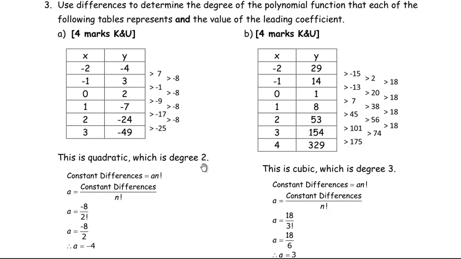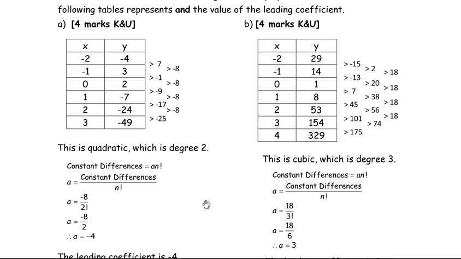The degree is 2. Now to get the leading coefficient, remember, the constant differences, which is the -8s in this case, is equal to the leading coefficient times n factorial. So in order to find what a is, I would divide out the n factorial here. So a would equal the constant differences divided by n factorial, which is really just that rearranged. Solve for a. The constant differences is -8. Since it's degree 2, n would be 2, so we divide -8 by 2 factorial. -8 divided by 2 is -4. So the leading coefficient for this quadratic function would be -4.